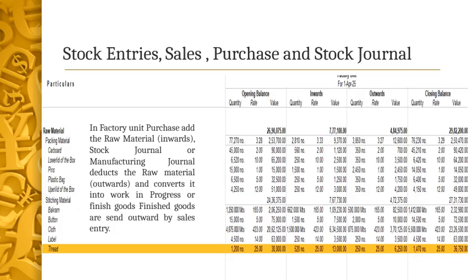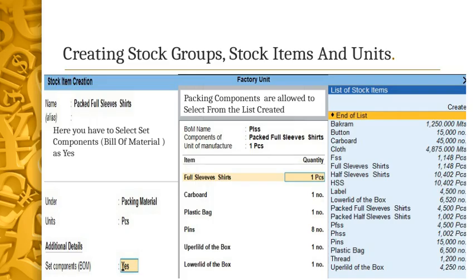Finished goods are sent outward by sales entry. Creating stock groups, stock items and units. Here you have to select Set Components, Bill of Material as Yes. Packing components are allowed too. Select from the list created.